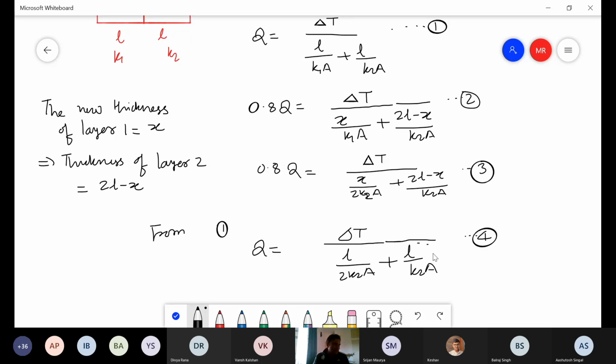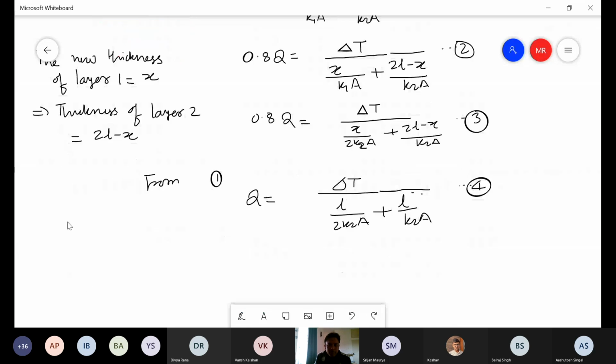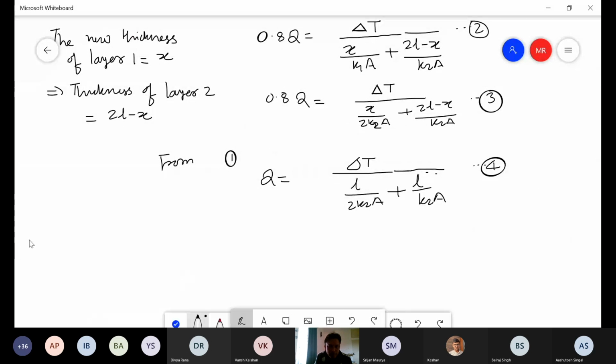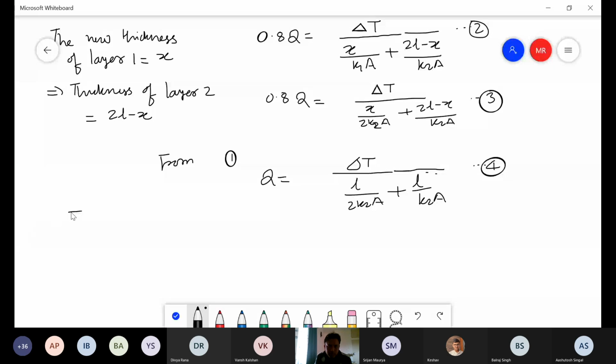Now from 3 and 4, we can take the ratio of these two. If we divide equation 3 by 4, what we are going to get is 0.8 remains as it is. Delta T will get cancelled out, and this area will get cancelled out.